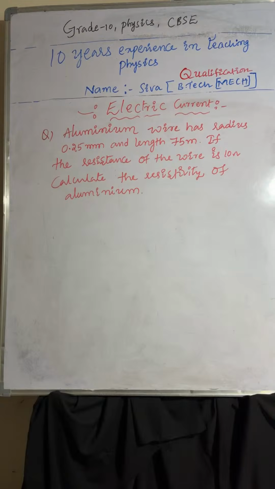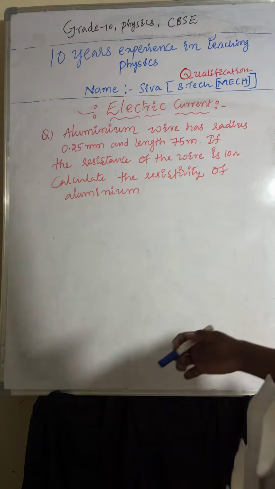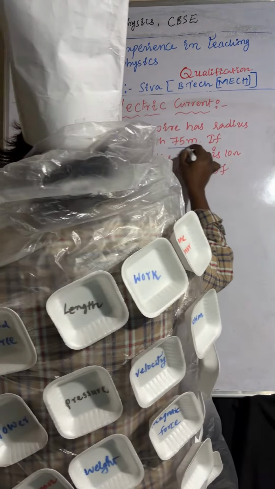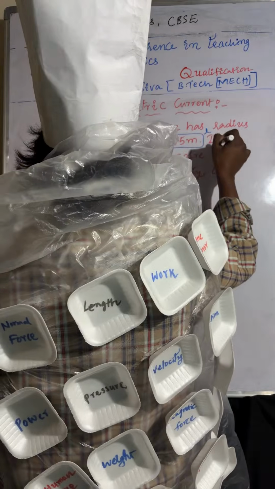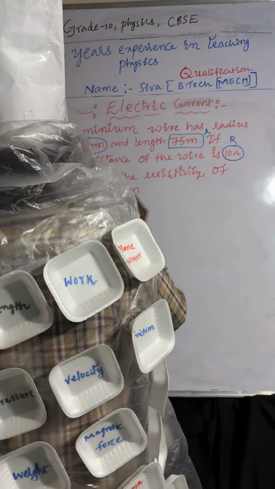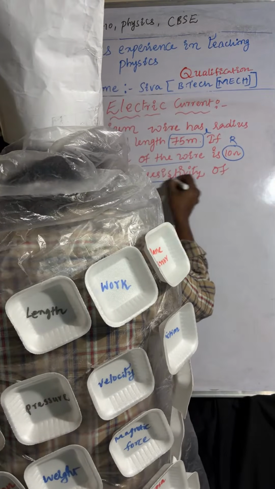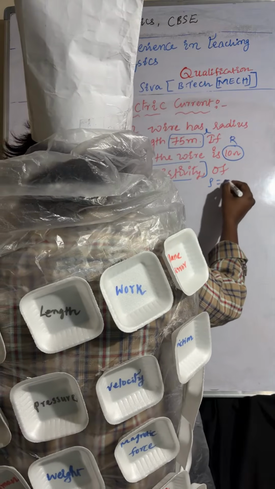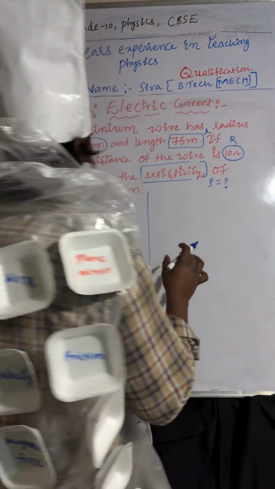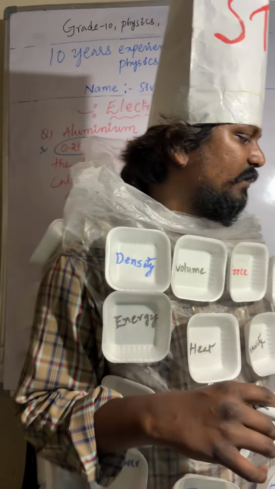Aluminum wire has the radius, so radius is given. And the length is given. And the resistance of the wire is given. And we have to find out the resistivity, rho. One more point: they have given in mm.